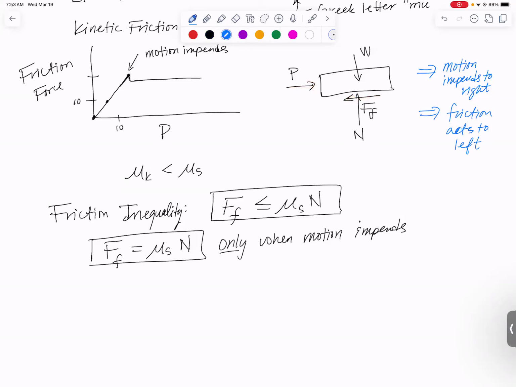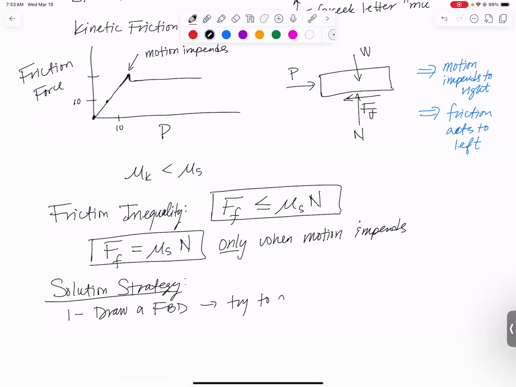Here's going to be our solution strategy with all of our friction problems, every single one of them. Our first step is going to be to draw a free body diagram. And when you're doing that, try to guess the correct direction for friction. In the vast majority of problems that you'll ever encounter, if you happen to guess wrong, you will just get a negative sign and nothing bad will happen.